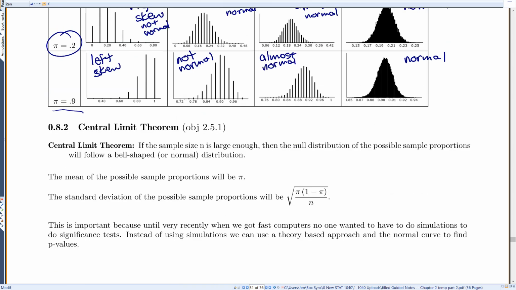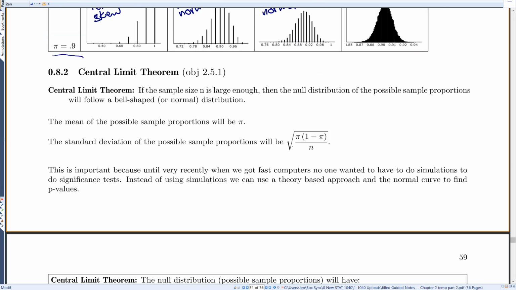So now let's look at this officially with what our theory says. The central limit theorem, again, very famous, says if the sample size n is large enough, then the null distribution of the possible sample proportions will follow a bell-shaped or normal distribution. What that tells us is that the mean of the possible sample proportions will just be pi, and we saw that before, like when we looked at the mean of the null distribution, which is equal to our hypothesized proportion. And the standard deviation of all those possible sample proportions will be the square root of pi times 1 minus pi over n.